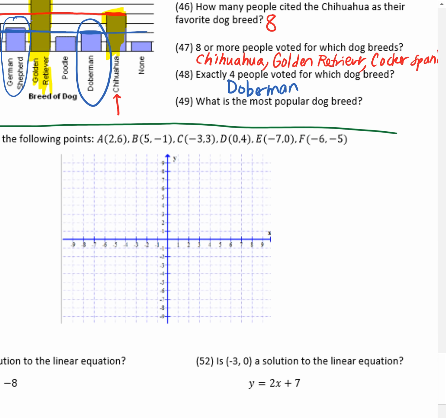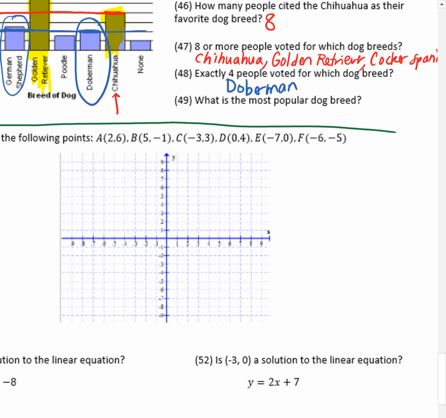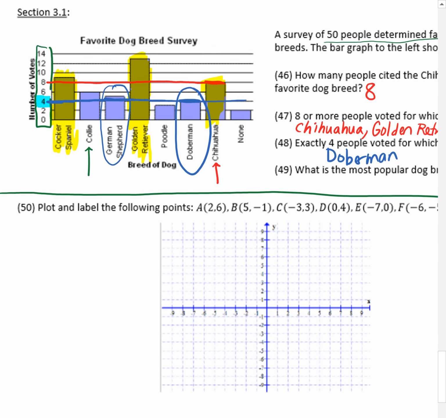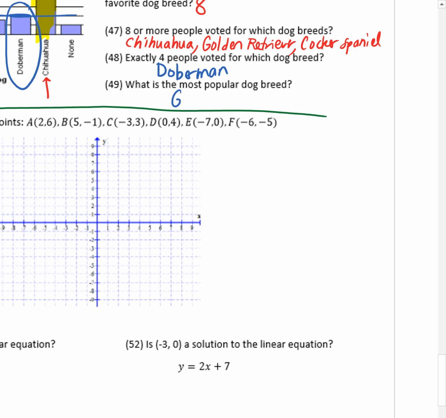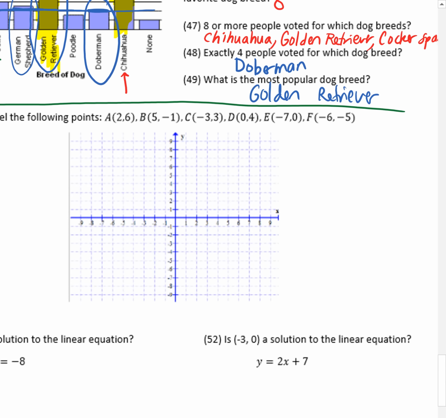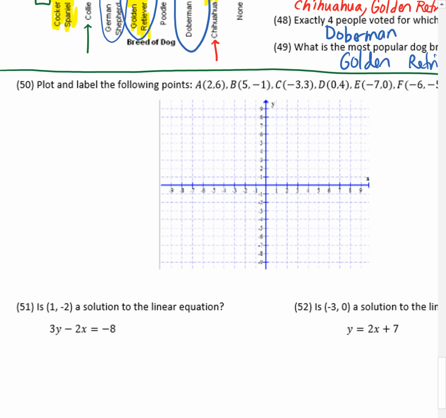All right, last problem talking about doggies. What is the most popular dog breed? Well, that'd be the one that most people voted for, which is the tallest bar here. That's the middle guy, Golden Retriever. Everybody's favorite. And notice they didn't say how many people voted for him, so I don't need a number. I just need to say Golden Retriever. There we go. Beautiful. All right, that wasn't so bad.